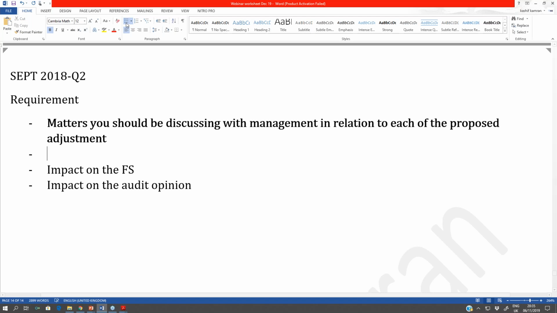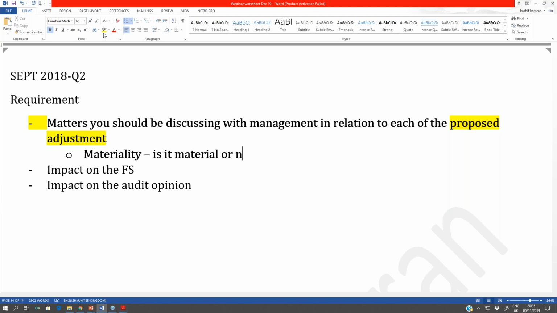Now, just to give you a sketched answer, whenever there is a proposed adjustment in the exam, and you want to discuss matters with regards to the proposed adjustment with management, the very first matter you need to think about and discuss with management is materiality. Is it material or not? And you get 1 mark.